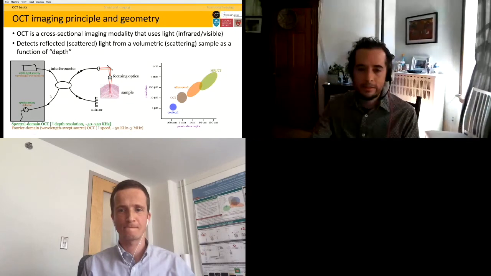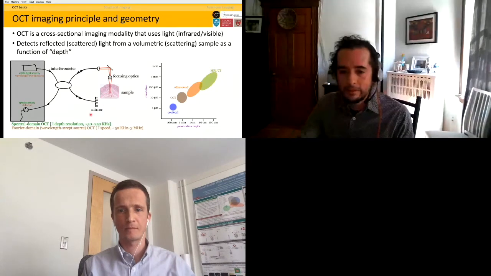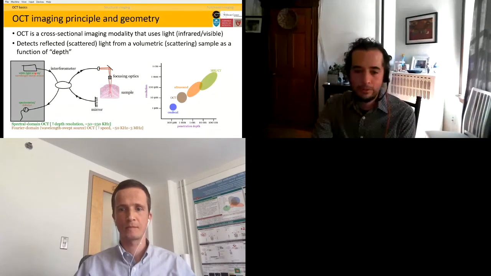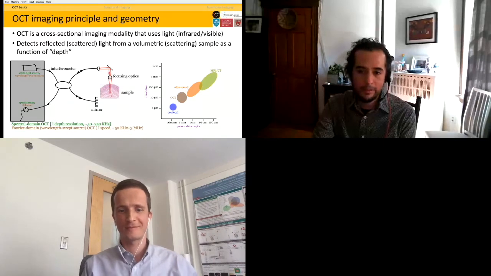And then it's essentially composed of a light source with a detector and then an interferometer that allows us to send light into the sample using focusing optics. And then we detect the light that is scattered by this sample, and it's coupled back into the system. And it's mixed with light that is sent into a reference mirror and coupled back.